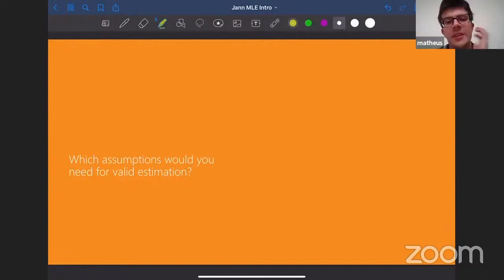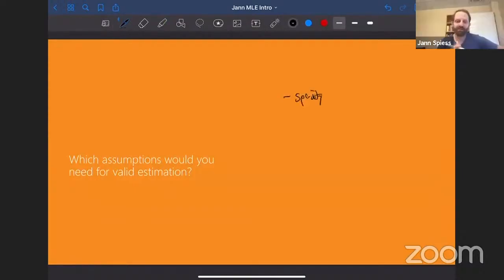Well, the very first thing you would need is a bunch of zeros, right? You need a bunch of variables that have no value at all. So I totally agree with you. You would need sparsity. Yeah. Okay, what else? What else do you guys think we need?